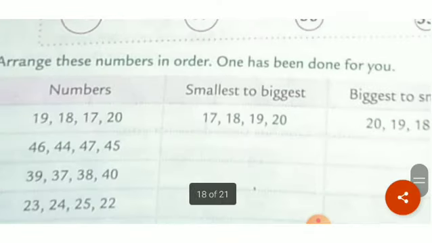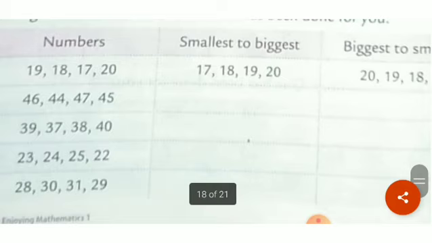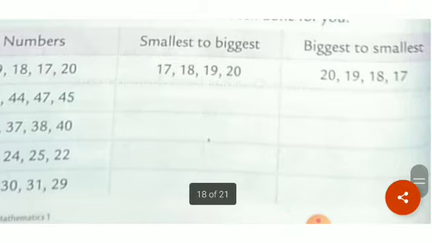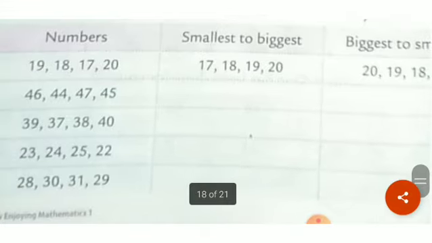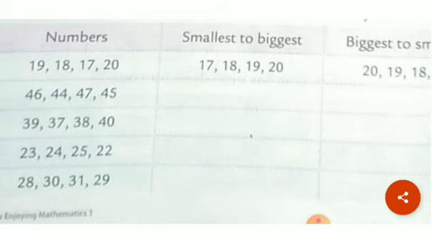See, one table is given here. You have to arrange the numbers in the first column from smallest to biggest and in the second column from biggest to smallest. See the second example. The first is done, so we will see the second one. The numbers are given: 46, 44, 47, 45. They are given in random order. We have to arrange them from smallest to biggest first.